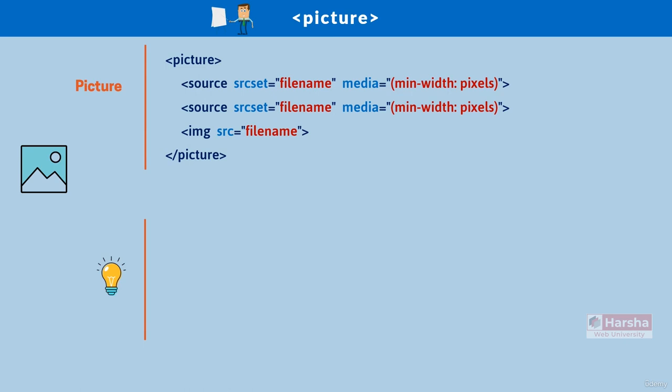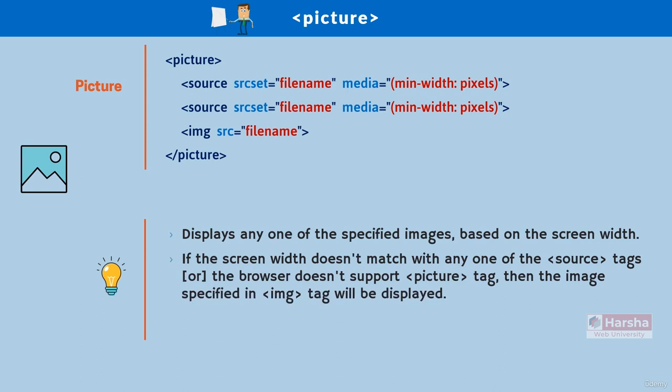So at runtime, depending on the browser width, either of the images will be displayed, but it never shows both images at a time. Actually, it is one of the techniques of responsive web design, where you want to make the web page fit automatically based on the resolution of the browser.